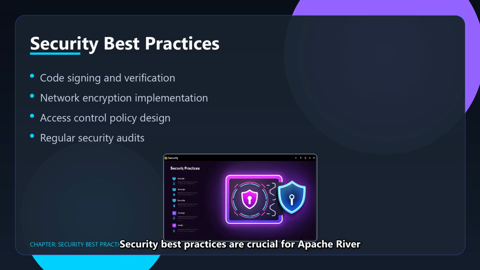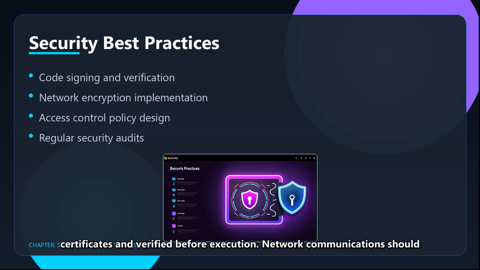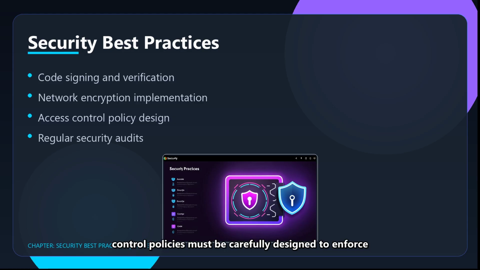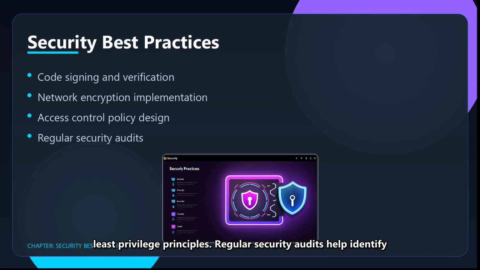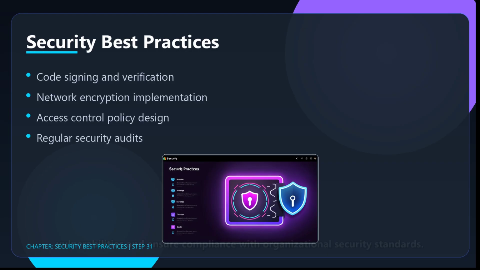Security best practices are crucial for Apache River deployments. All services should be signed with trusted certificates and verified before execution. Network communications should be encrypted using TLS or similar technologies. Access control policies must be carefully designed to enforce least privilege principles. Regular security audits help identify vulnerabilities and ensure compliance with organizational security standards.